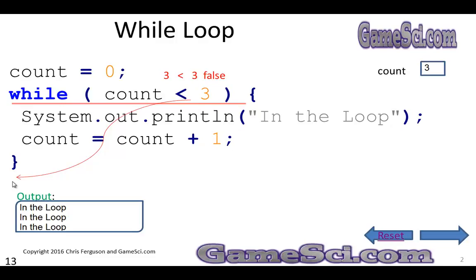This loop is now done. Finito. Complete. So there you have it. That's a while loop. While it is true, it will execute a block of code. And as soon as the condition goes to false, the loop is done.